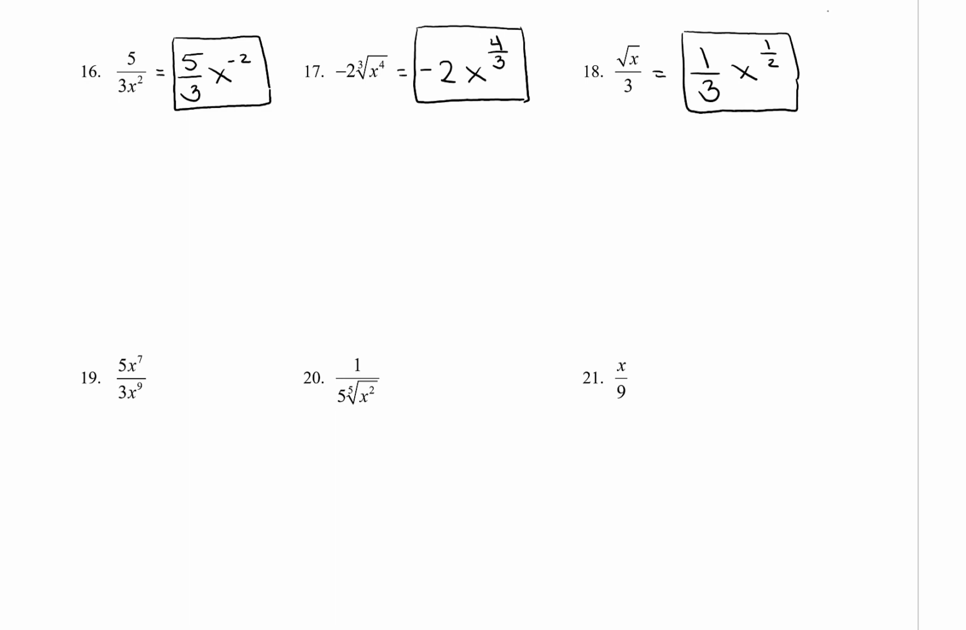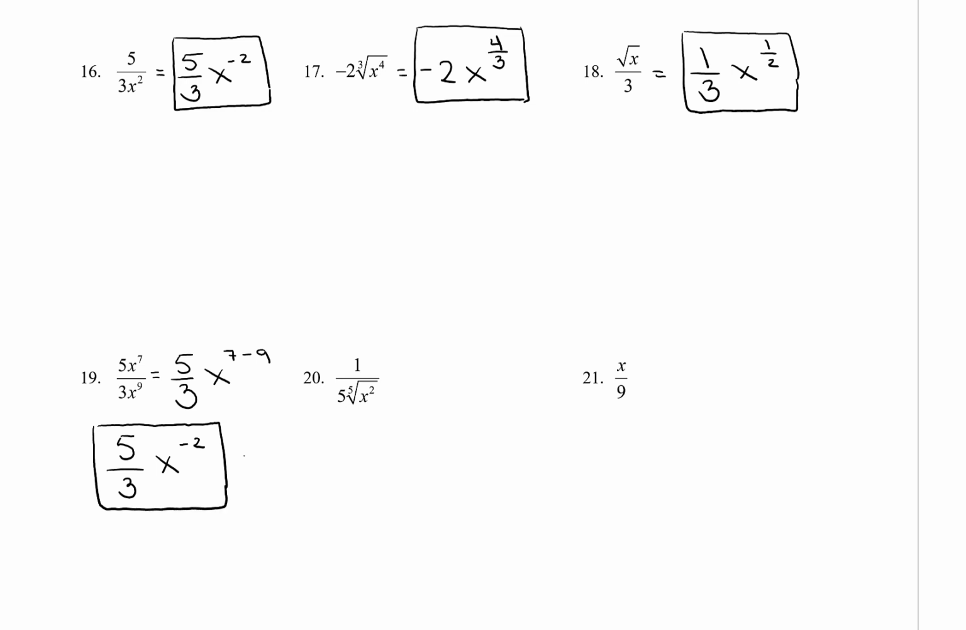Number 19, 5x to the 7th over 3x to the 9th. We can use the quotient rule for exponents here. I can subtract. I need to be careful with the order when I use this rule. So I'm going to write this as 5/3 x raised to the 7 minus 9. So that's going to be 5/3 times x raised to the -2 power. And I'm going to box that in.